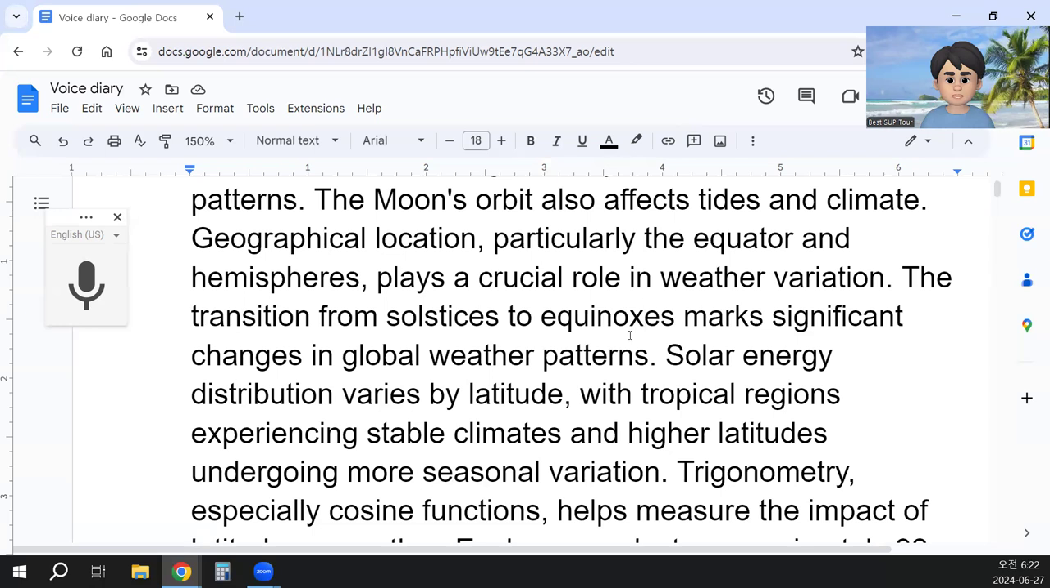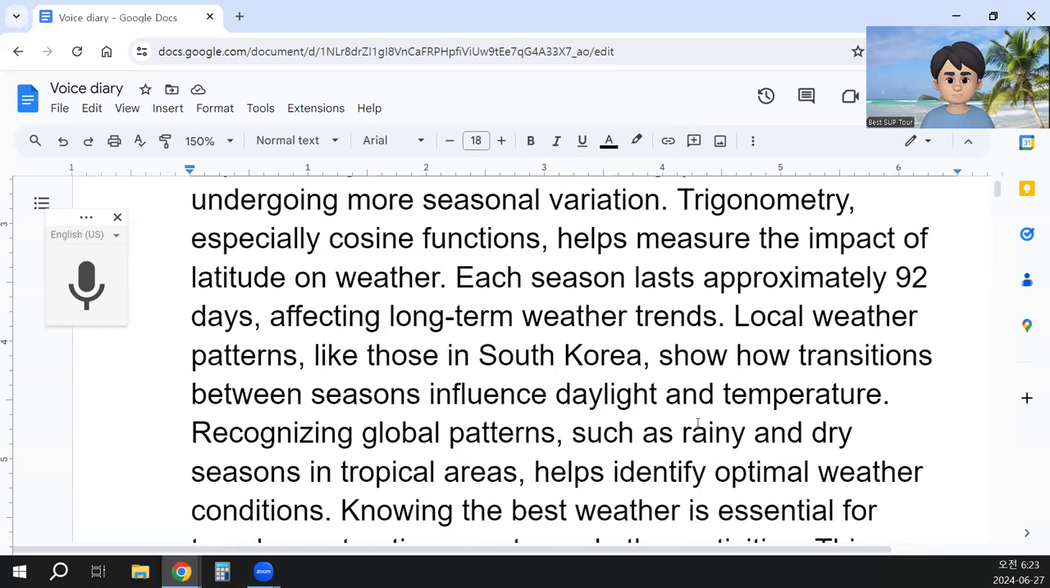The transition from solstice to equinox marks significant changes in global weather patterns. Solar energy distribution varies by latitude, with the tropical regions experiencing stable climate and higher latitudes undergoing more seasonal variation. Trigonometry, especially the cosine function, helps to measure the impacts of latitude on weather.